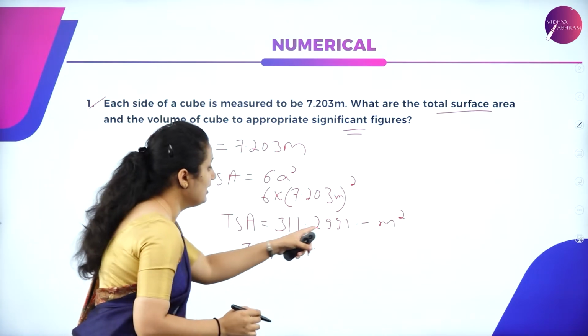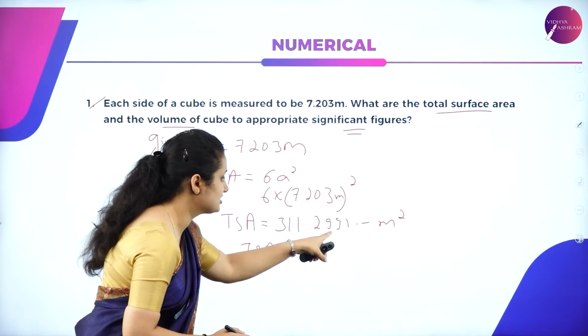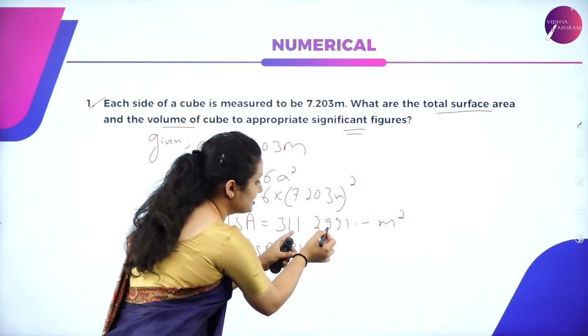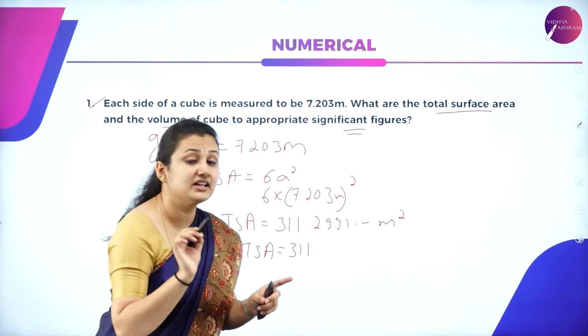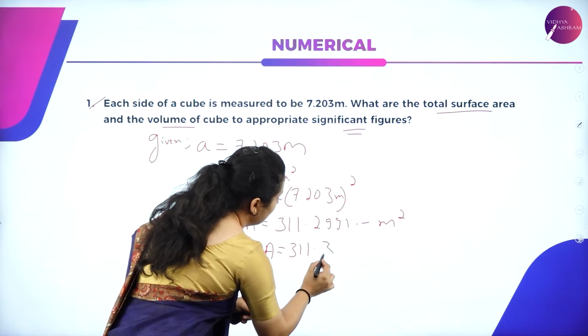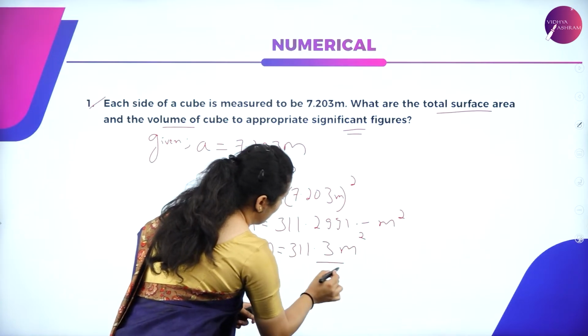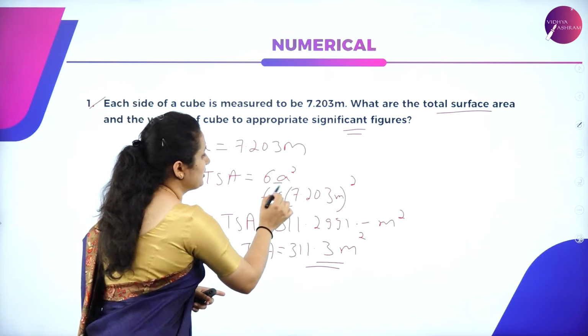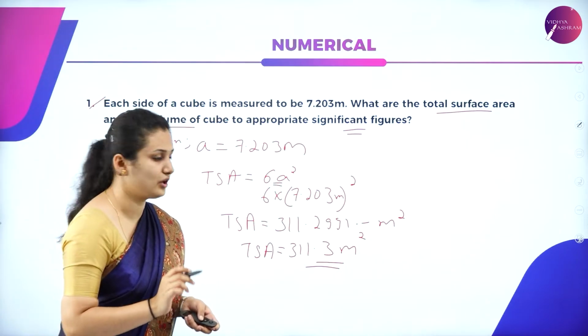3.11 point. I look at this last digit. Round off to 4 significant figures. Last digit you can see it is 9. 9 is greater than 5, right? I'll add +1 to 2. So it will become 3 meter square. This is the total surface area of cube. This is the formula we use for total surface area of cube.